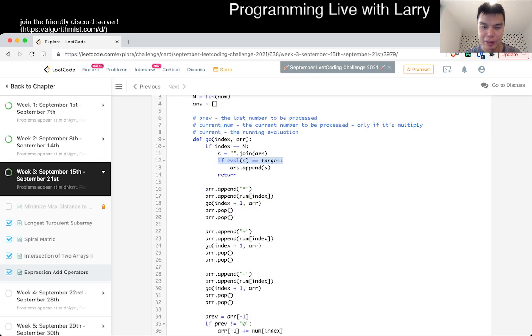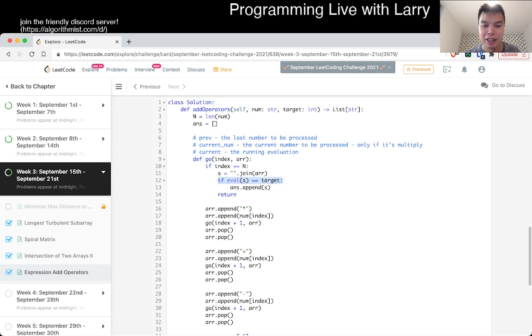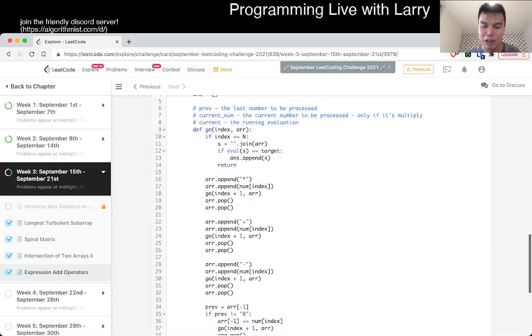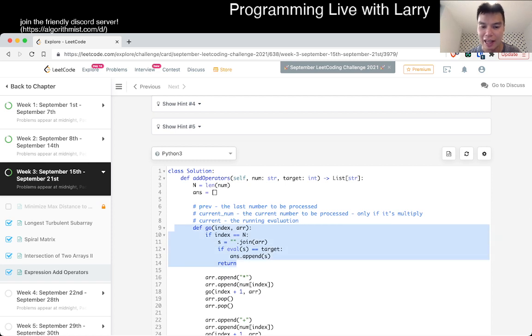All the other stuff is basically exhaustive, right? You try multiplying, you try add, you try subtract, you try concatenation. And then at the very end, you have all these combinations of things, and then you just calculate what it equals.